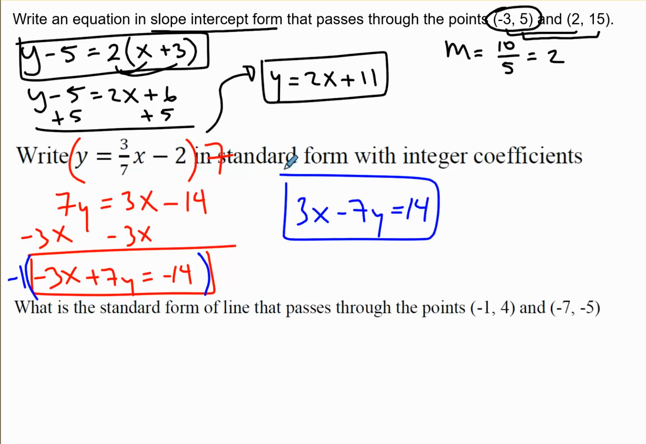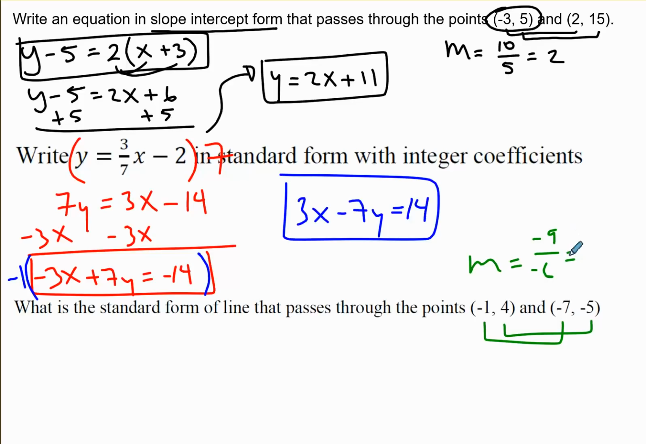What's the standard form of a line that passes through these 2 points? So standard form of the line, well, let's get a slope-intercept form, and then we'll change that to standard form. So let's do it a different way. Let's do slope-intercept form by finding the slope. So our slope is going to be from 4 to -5, we're going down 9. And from -1 to -7, we're going down 6.